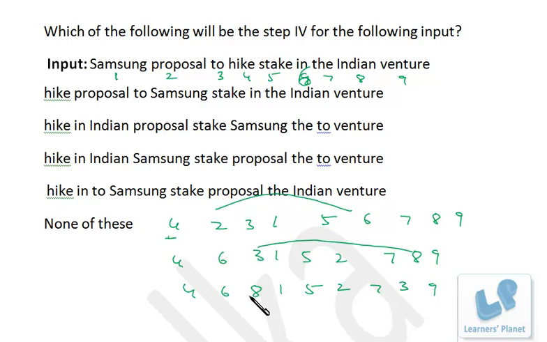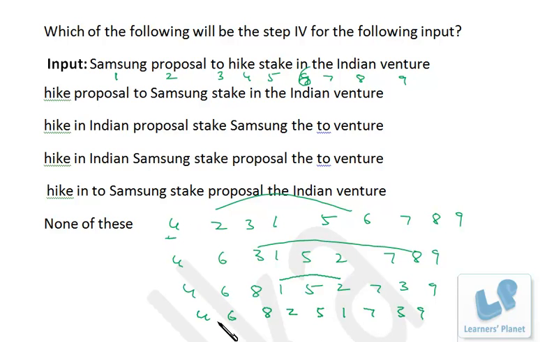We have to find out the fourth step. Now fourth step, after Indian, proposal should come, right? So proposal is number 2. So 2 and 1 will exchange their positions. So 4, 6, 8, 2, 5, 1, 7, 3, 9. This is the fourth step, right? 4, 6, 8, 2, 5, 1, 7, 3, 9.